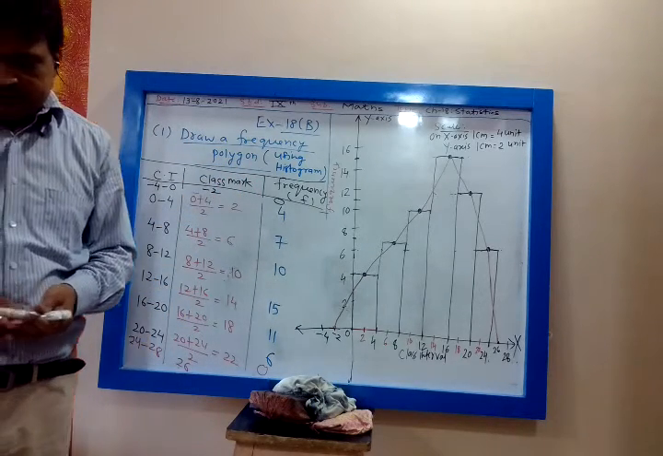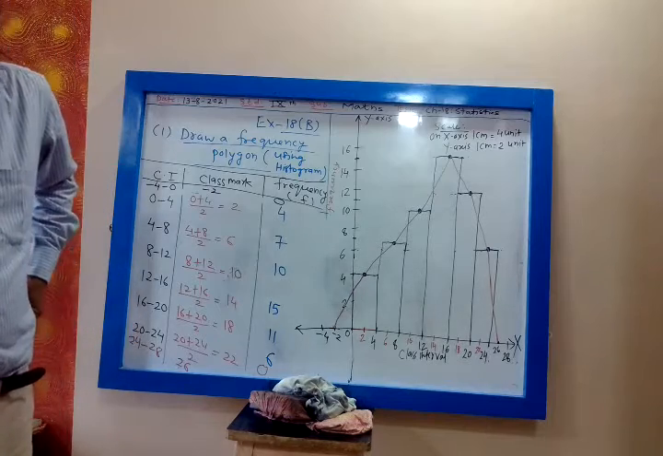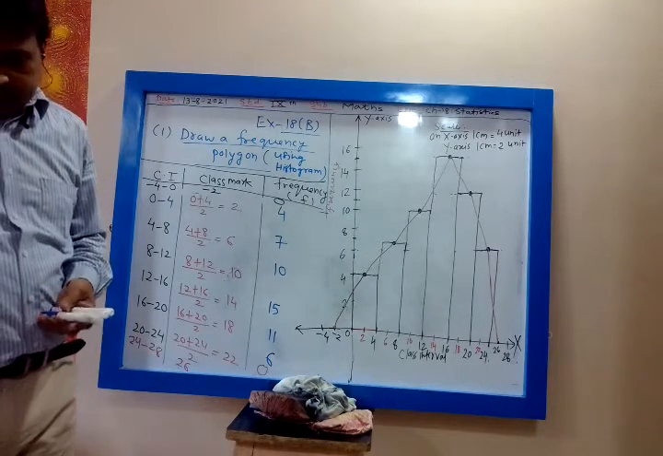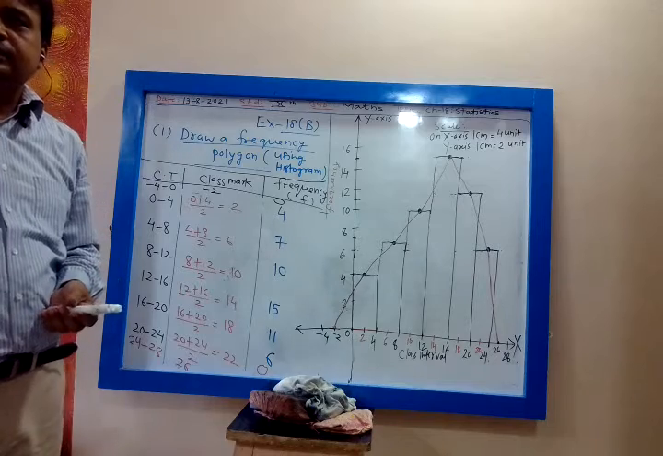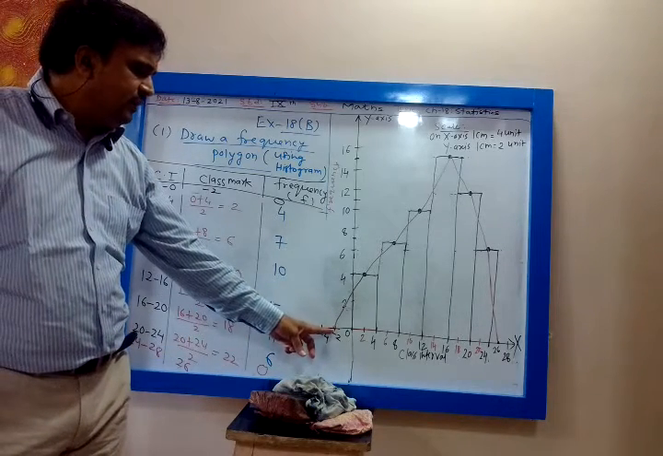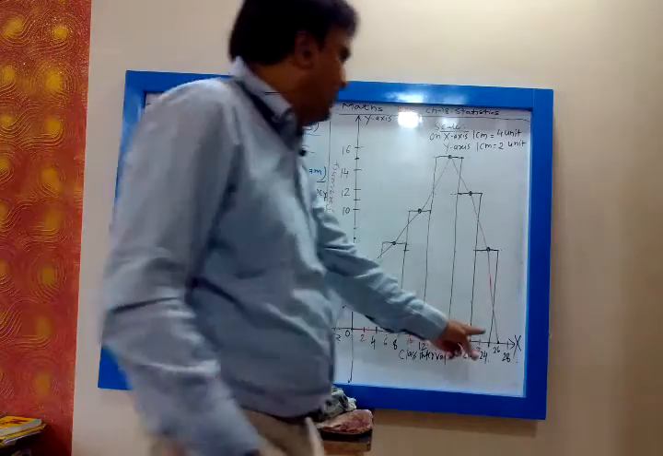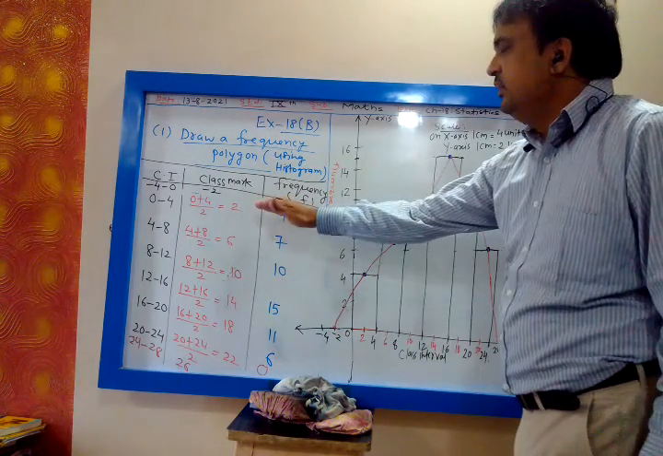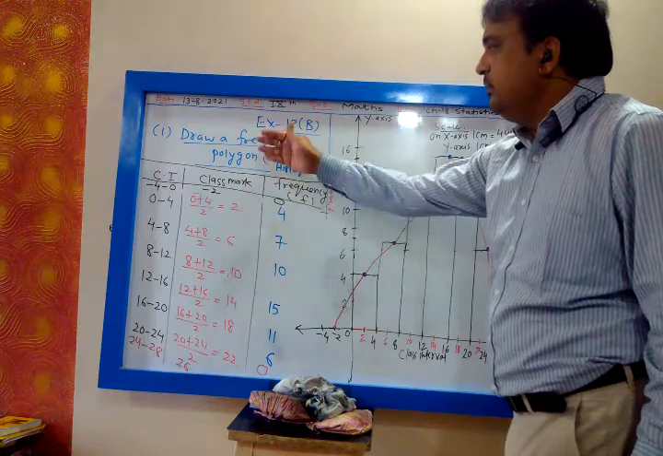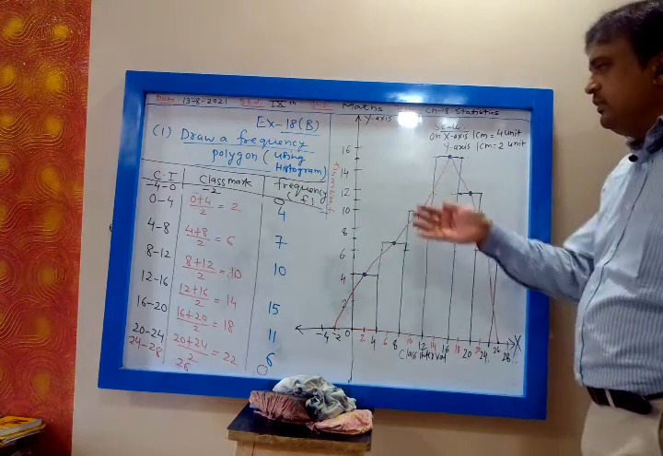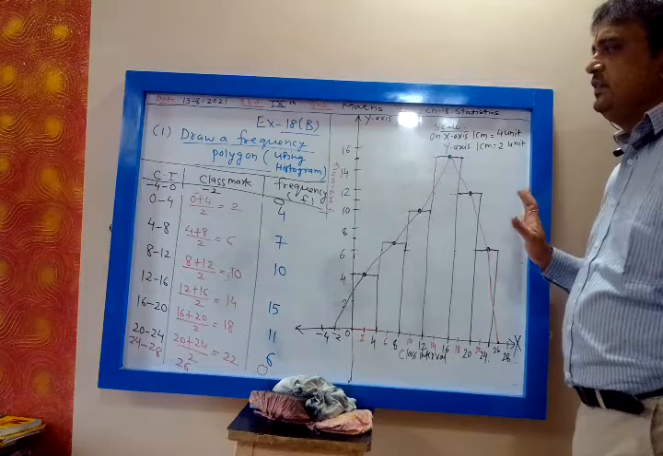Yes, understood or not? Is it clear? So the frequency polygon must start from the x-axis, it must end at the x-axis. To start at the x-axis we have to take the class interval in the beginning with 0 frequency, and at the end we have to take one more class interval with 0 frequency.